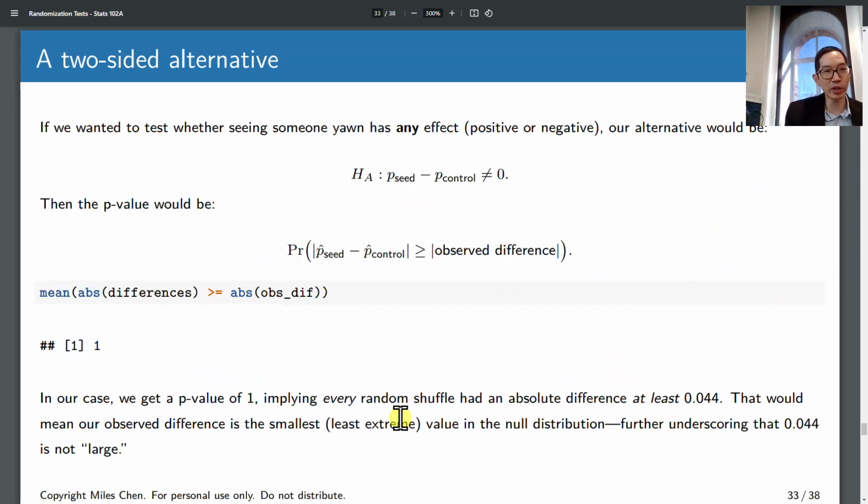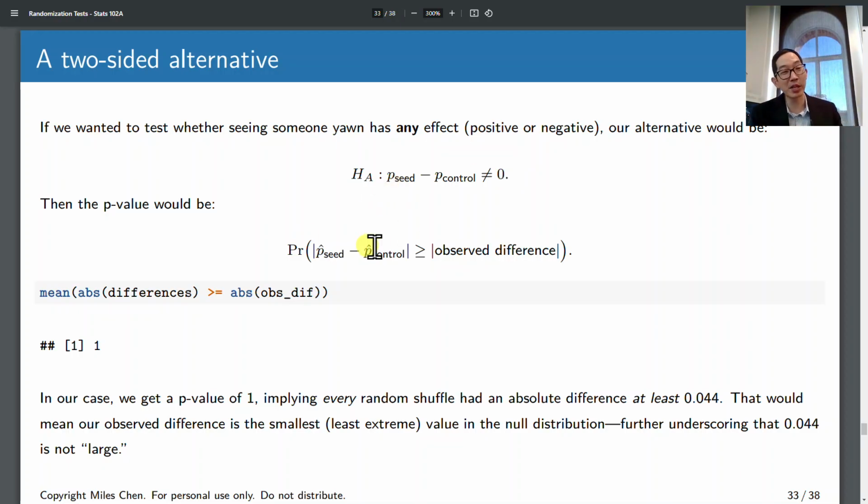We could try a two-sided alternative if we were curious to see if seeing a seed yawn has any effect, positive or negative. Our alternative would be, P seed minus P control isn't equal to 0. So this would be kind of like, if you see someone yawning, then you're hyper conscious about yawning, and so you try to make sure you're not going to yawn yourself or something like that. I don't know. Okay, so we'd be interested in seeing either a positive difference that it makes you more likely to yawn. Also interesting if you get a negative difference and it makes you less likely to yawn.